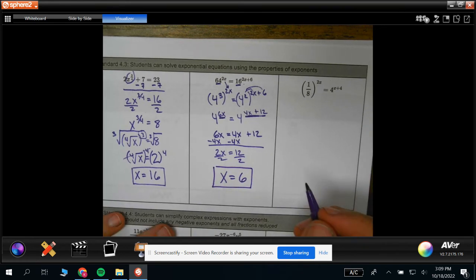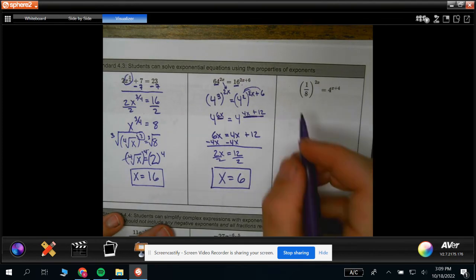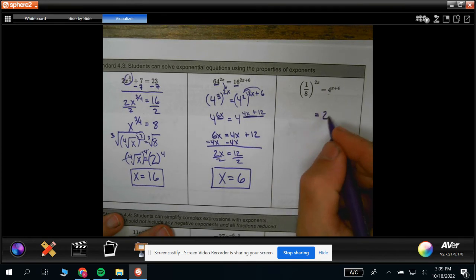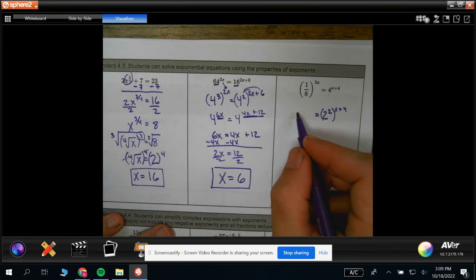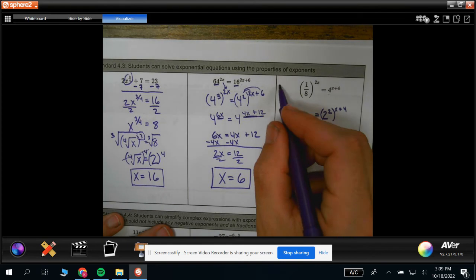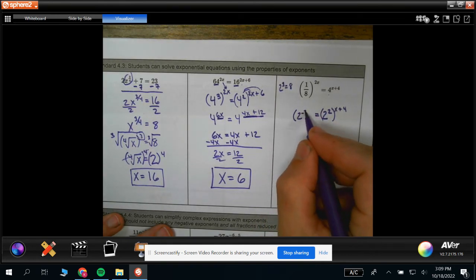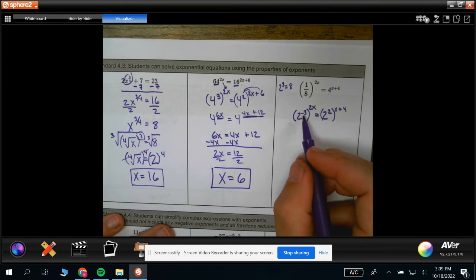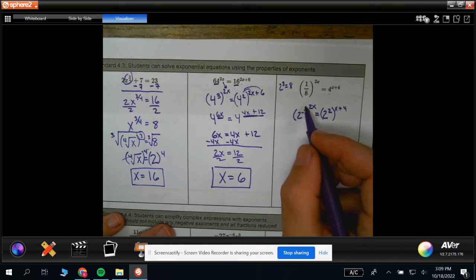And the last one. Again, x is in both exponents. We've got to find the same base on both sides. What number can be raised to a power to equal both 1/8 and 4? Well, 4 we could rewrite as 2 squared to the x plus 4 power. But how about 1 over 8? Well, 2 to what power is 1/8? If I know 2 cubed equals 8, that means 2 to the negative 3rd power equals 1/8. So 2 to the negative 3rd power to the 2x power equals 2 squared to the x plus 4 power.